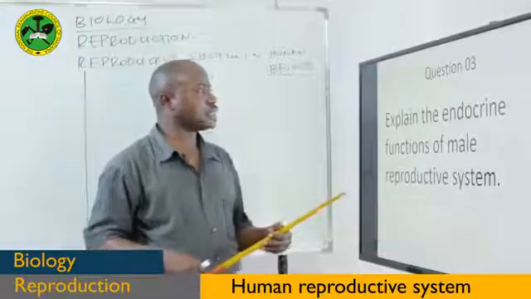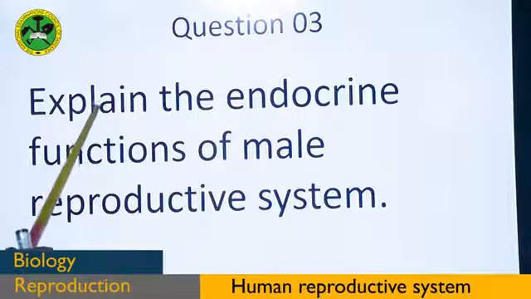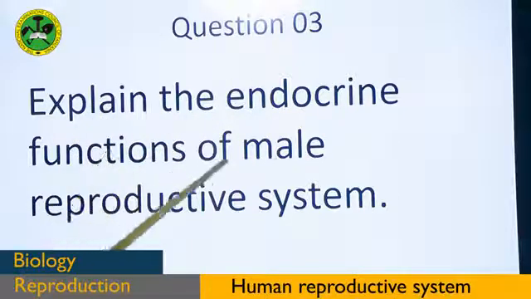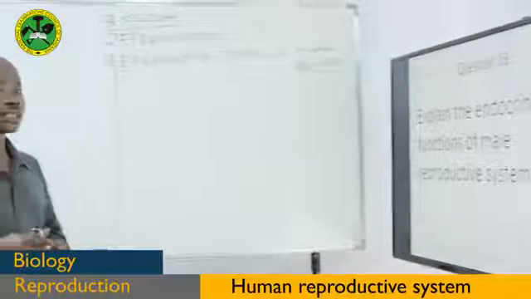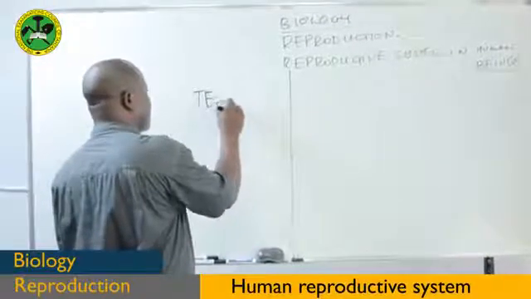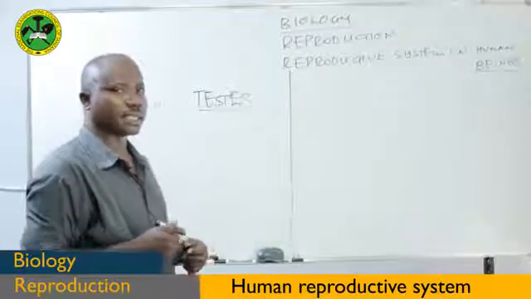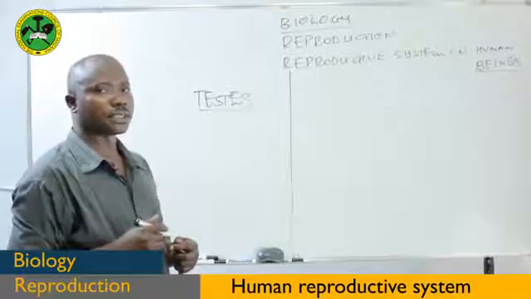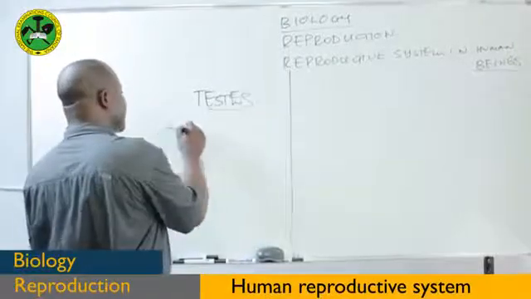Question number 3 reads: explain the endocrine functions of the male reproductive system. Explain the endocrine functions of the male reproductive system. The male reproductive system, as we said, consists of the testis. It must be known that the testis is where the sex hormones are produced, and the hormone produced by the testis is testosterone.